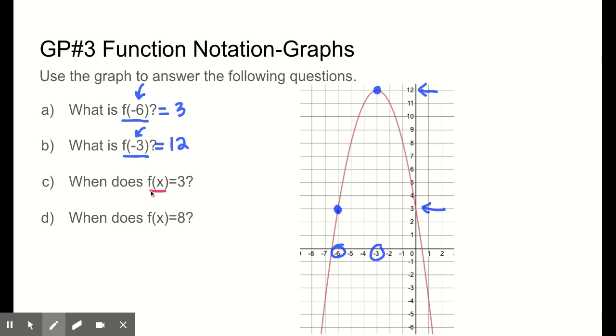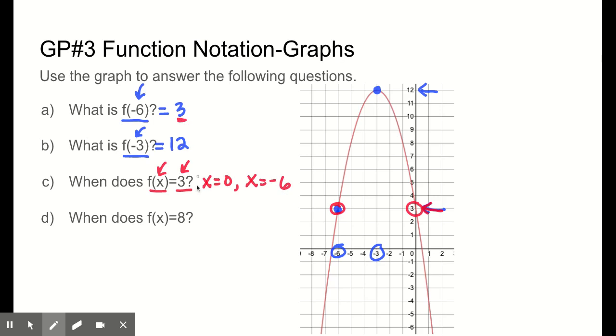When does f of x equal 3? So for what input value, for what x value is our output value 3 or our y value 3? So we look on the graph where y equals 3, which again is here. So what are the x values for those 2 points on our graph? Well, the x value for this point here is 0, and the x value for this point here is -6.